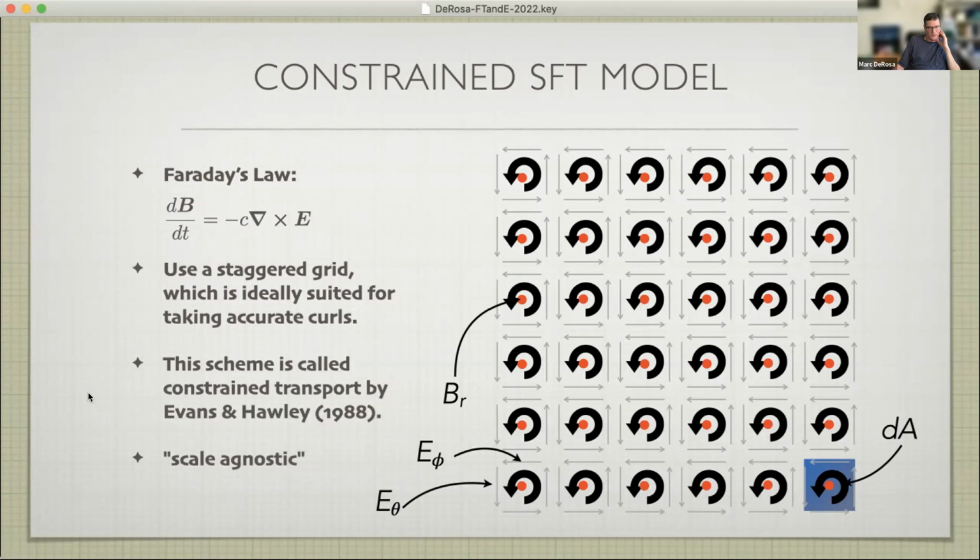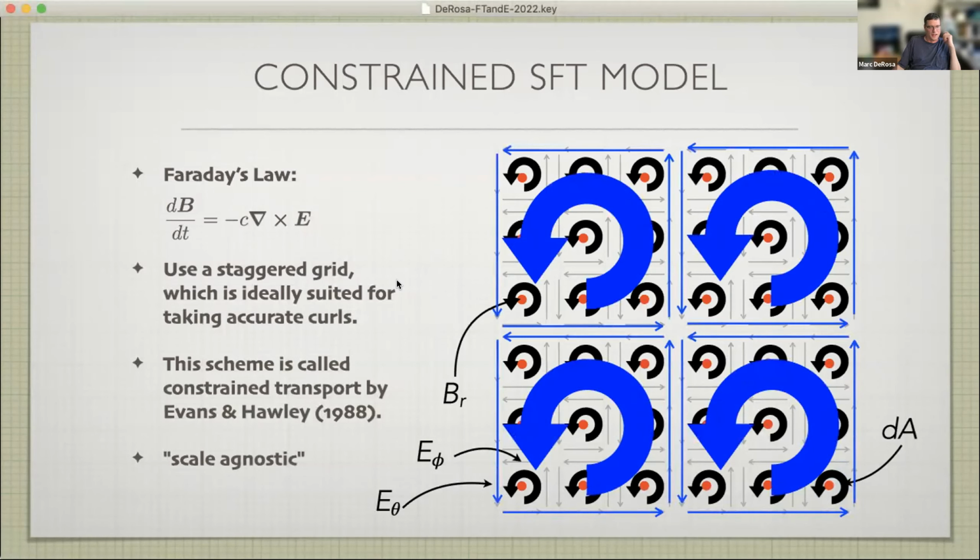I'll note that it has one interesting property, and that is that it's what I call scale agnostic, which means that if you have places where the spatial resolution of your model is less, then you can just take curls around bigger things and get an average BR covering this larger region here. And so that's kind of neat. And that allows you, for example, to have higher spatial resolution in places where E is better determined, and lower spatial resolution where the E fields from, say, the bulk flows are smoother.